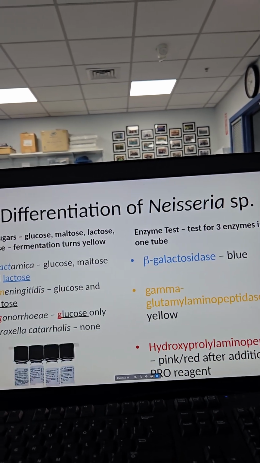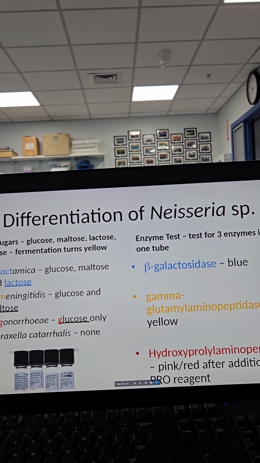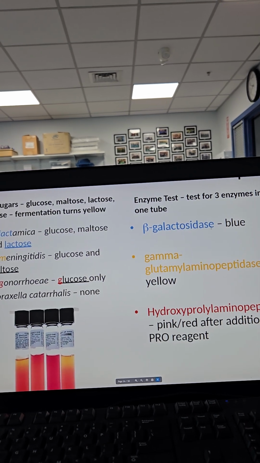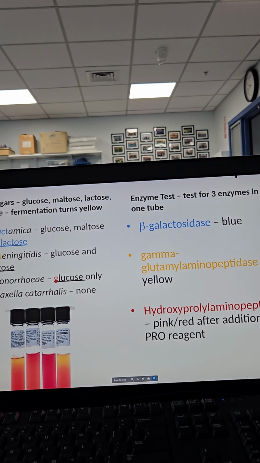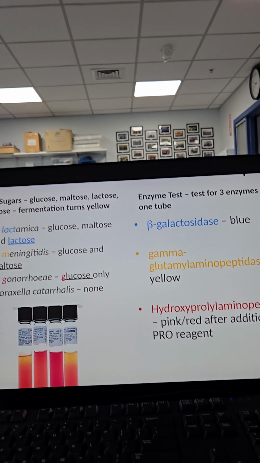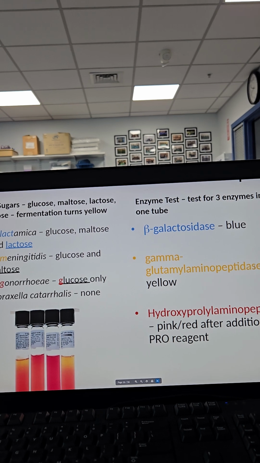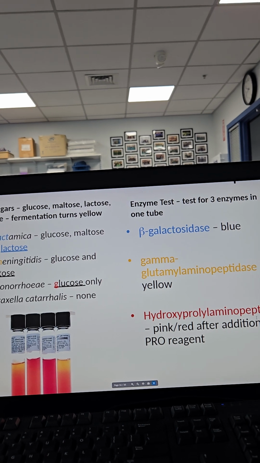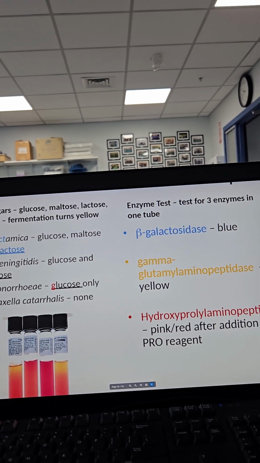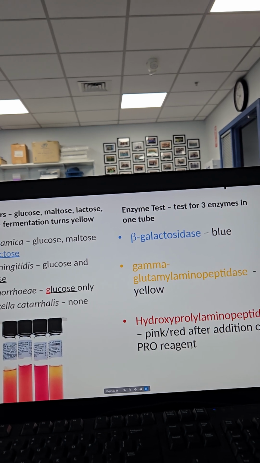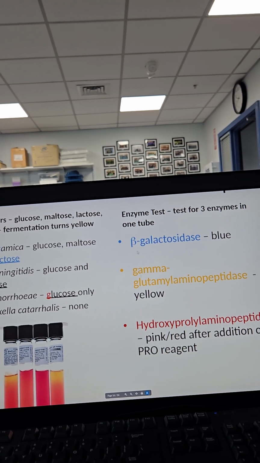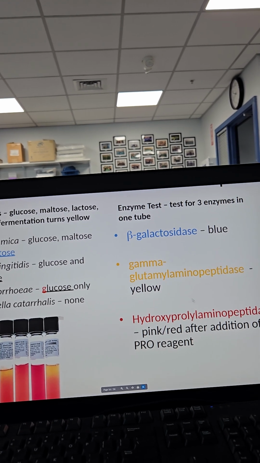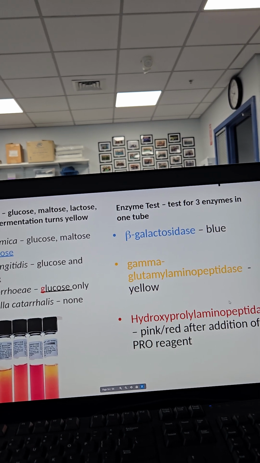So, the enzyme tube: you can do 3 enzymes in one tube. Beta-galactosidase would be lactamica. It'll turn blue upon incubation. The gamma-glutamylaminopeptidase for meningitidis will turn yellow upon incubation. After you add PRO, there's the other one, hydroxyprolylaminopeptidase. After you add PRO, that's gonorrhoeae. See, I color-coded the whole thing for you. Isn't that pretty? Because it turns red, this will be yellow.